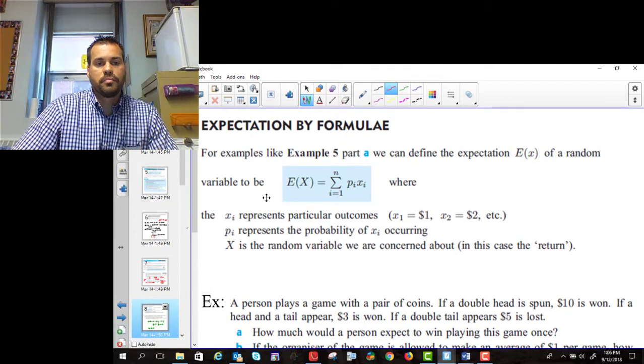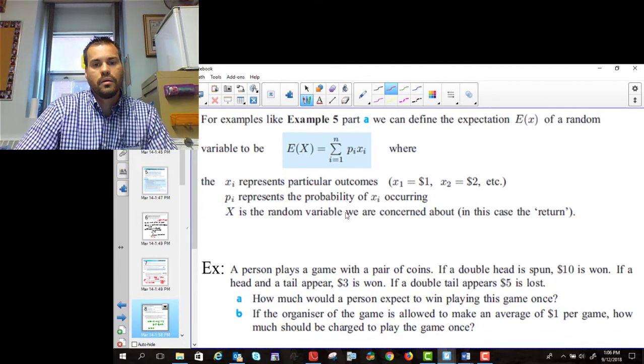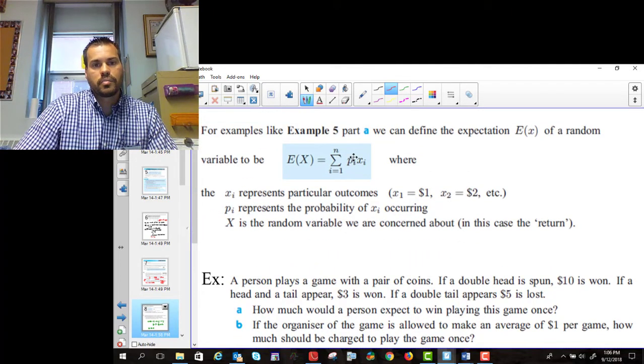In other words, to put it in a formula, it's just the sum of the probabilities multiplied by the value of those probabilities. Okay? So you're just taking the probability of each event occurring multiplied by the actual event. So in our case, it was $10, $4, or $1. Right?